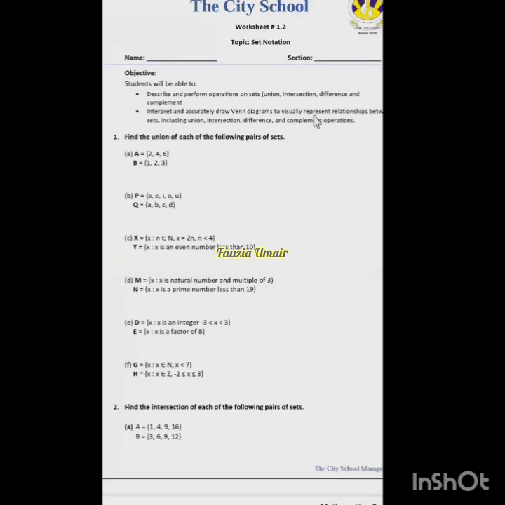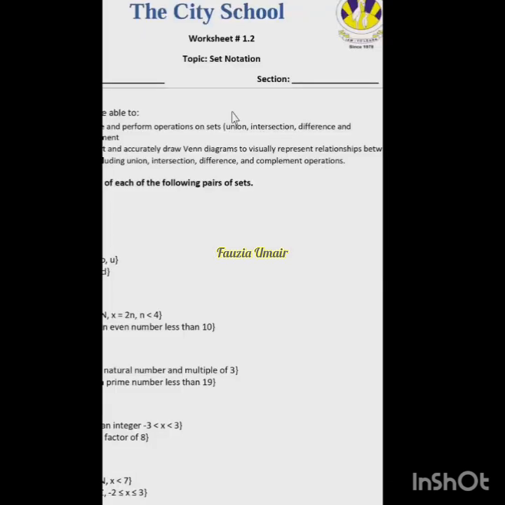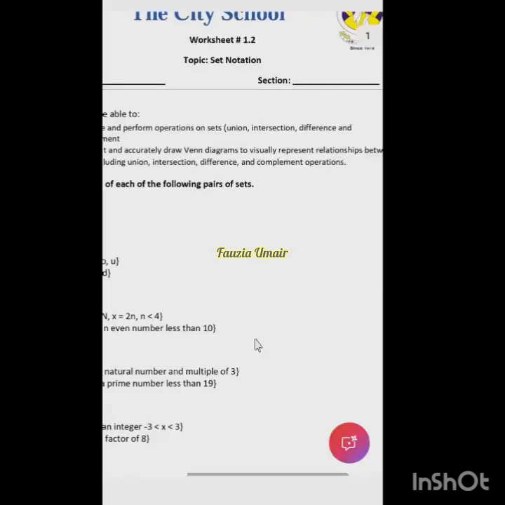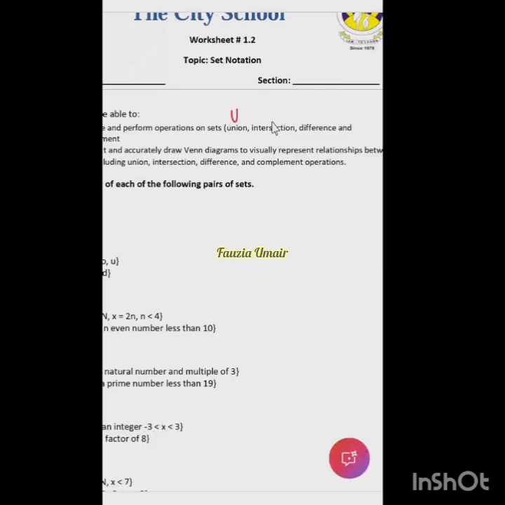So for union, the symbol is this. I told you in the last class also. This is the symbol for union. For intersection, the symbol is this one, right? For the difference, we use 2 symbols, right? What symbols we use for difference, right?